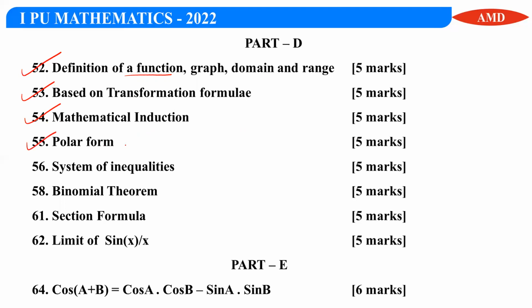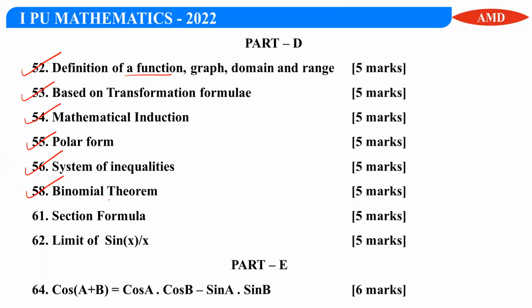The 55th question is from complex numbers. Here you will have to express the given complex number in polar form. The complex number could be anything. You should be ready for any complex number, but once you learn the procedure, you will know how to do it. Then we have the 56th question from inequalities, where you will have to solve the system of inequalities using a graph sheet.